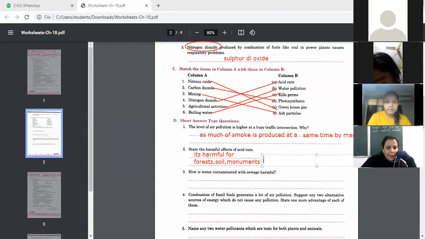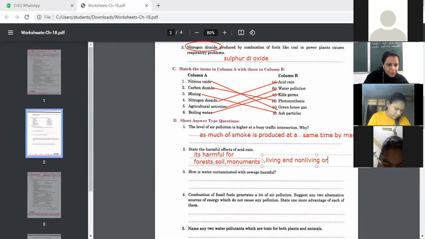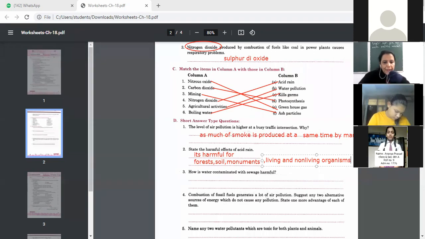Yes, and you can write down harmful for forest, soil, monuments, or we can compile that it is harmful for living as well as non-living both. So write down living and non-living organisms. So with this, your answer will be complete: all living and non-living.